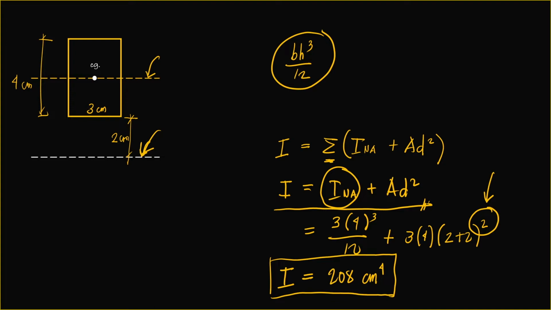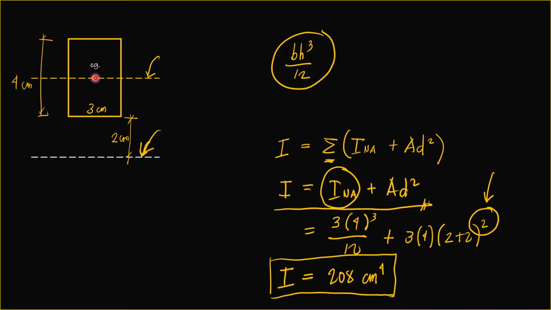Sir, how did you get 2 plus 2? Okay, how did we get 2 plus 2? This is the axis where we are getting the moment of inertia, and this is the center of gravity. D is defined as the distance from the center of gravity or the centroid to the axis where you are getting the moment of inertia. So it so happened that this is the axis, and this is the centroid. Okay, sir.